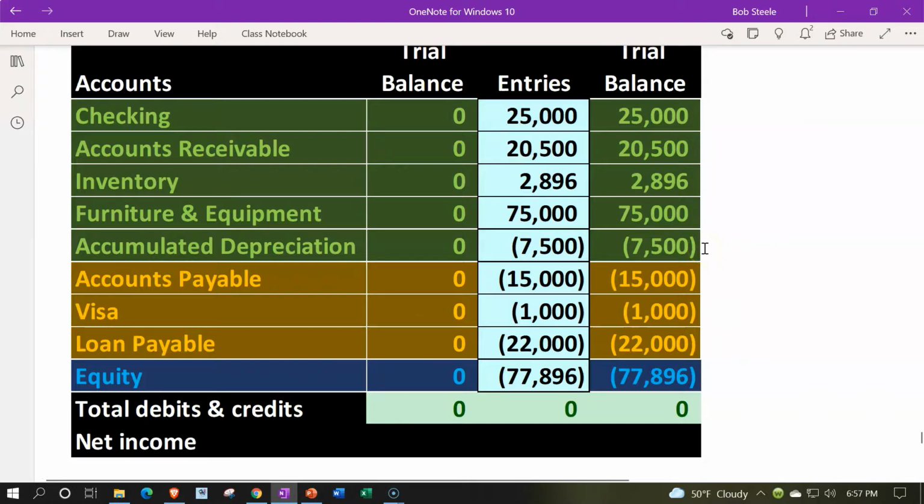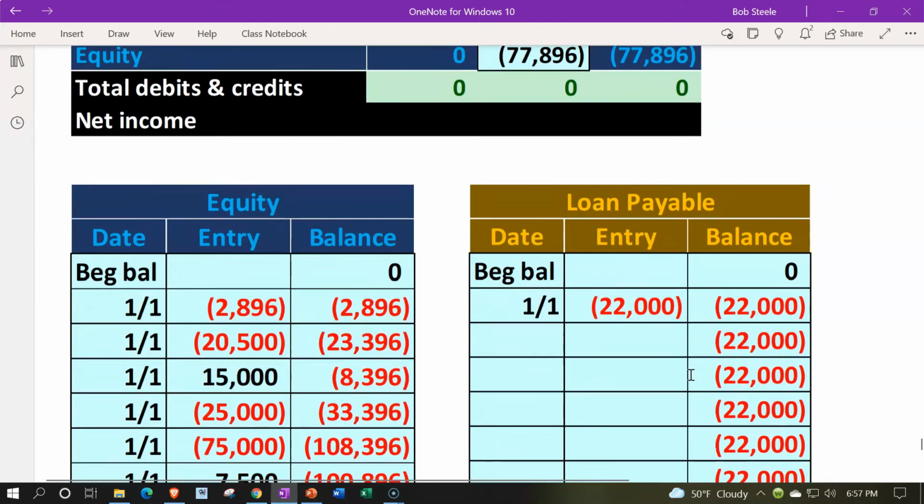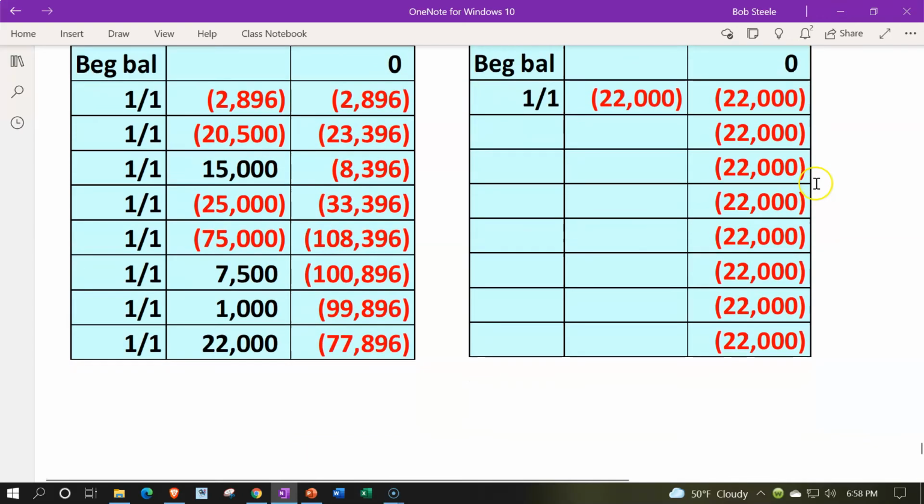And therefore, due to the double entry accounting system being in place, that last number has to wash out and be correct as long as we were taking the balances from something that was currently in balance that we started out with when we entered the data. So now we have the equity that was at the $99,896. It's going to go down because we're debiting a credit balance account by the $22,000 to the $77,896, and the loan payable is going up by the $22,000 to the $22,000.